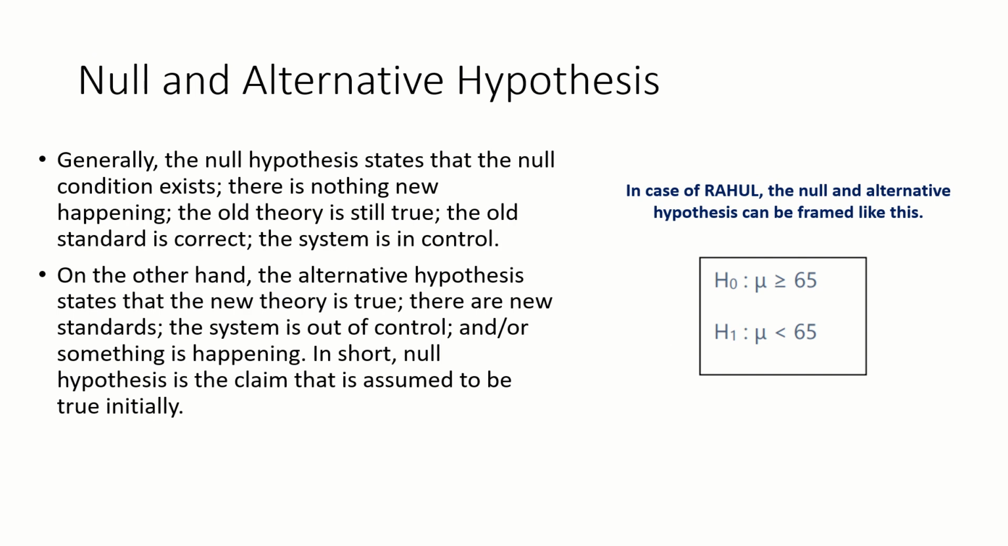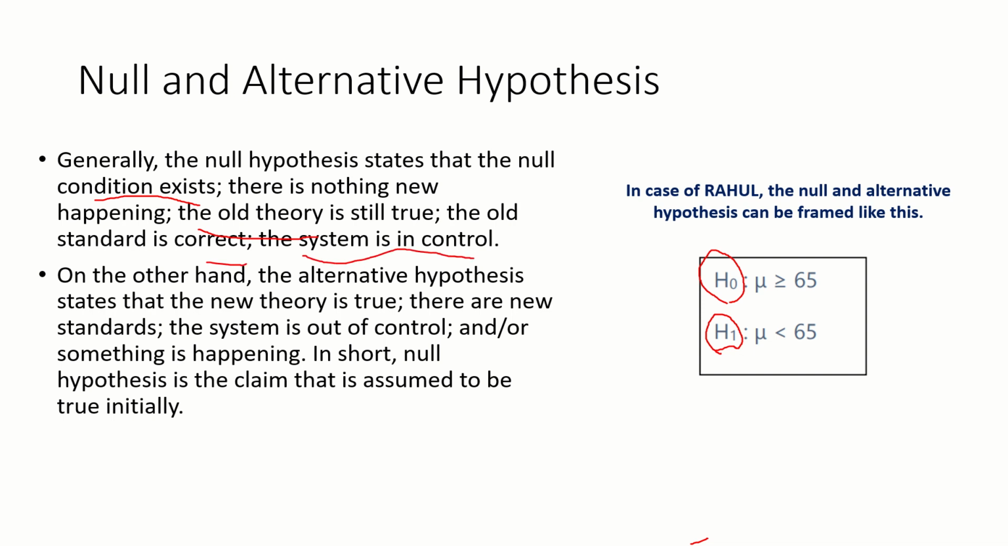So let us discuss the null and alternative hypothesis. Null and alternative hypotheses are represented by symbols. Null is H sub 0, and this is the alternative hypothesis. This is the null hypothesis. So what is the meaning of null hypothesis? The null hypothesis states that the null condition exists. That means nothing new comes up. There is nothing new happening. The old theory is still relevant. It is true. The old standard is correct. The system is in control.